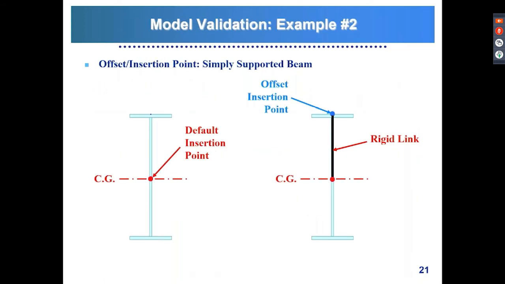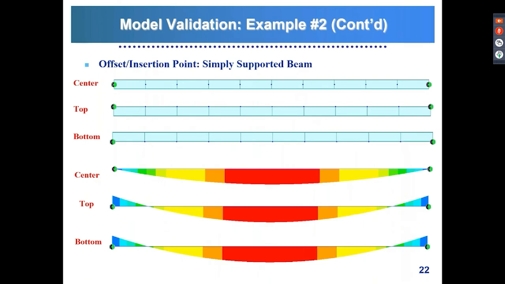For the second example, I want to bring back the concept of the insertion point, because like I said, most of the time you'll end up using an offset insertion point. When you do that, what Midas does internally is create a link between the CG of the section and the offset insertion point. So even though you didn't define a link here, Midas is implicitly assigning one there. Essentially you're going to end up with the same issue I just explained in validation example one. Here I have three cases. The first one has the insertion point at the CG of the section, and as you can see, without any releases or anything else, you get the correct bending moment diagram for a simply supported beam.